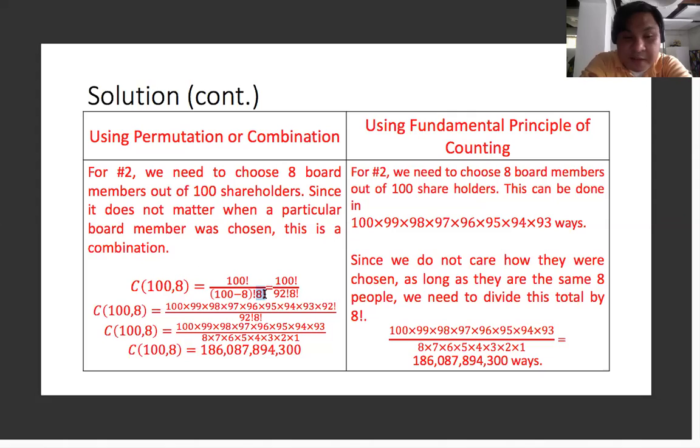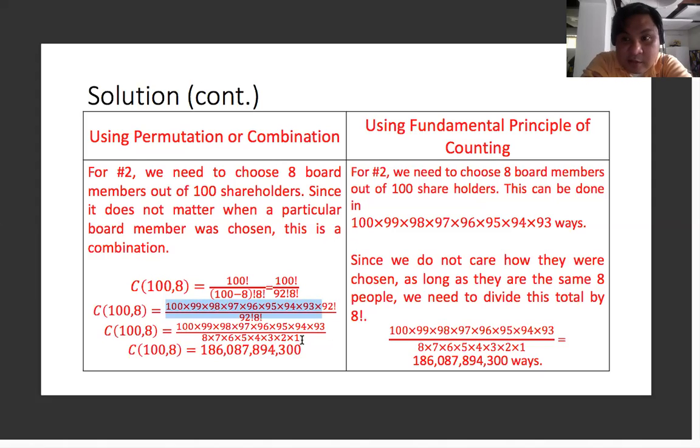Okay, so now we're going to simplify this. What we're going to do is expand the 100 factorial here, stopping when we get to 92 factorial. I'm stopping at 92 factorial because 92 factorial is the bigger factorial between the two denominators. That allows me to cancel that one out. So once I cancel 92 factorial from both numerator and denominator, I am now left with 100 times decreasing counting numbers all the way to 93, divided by 8 factorial. Of course, I'm going to expand 8 factorial here.